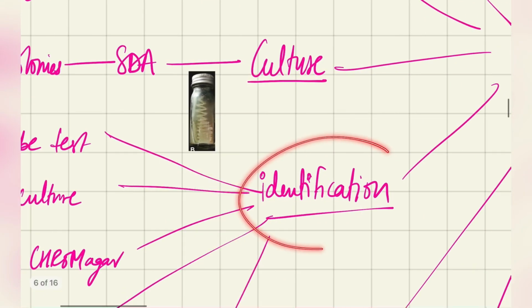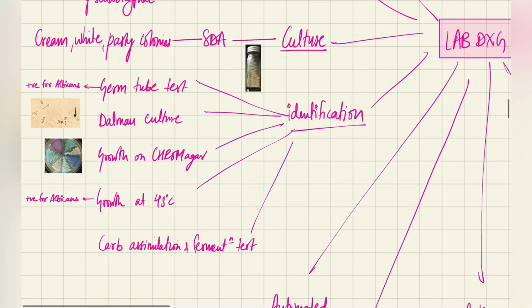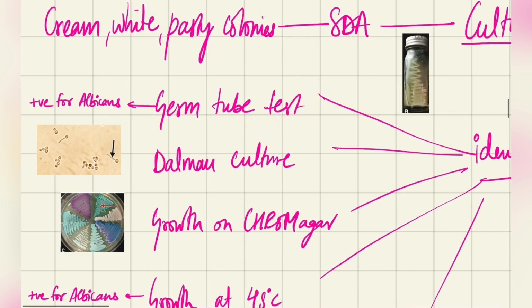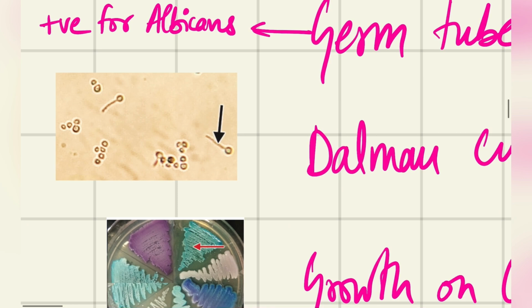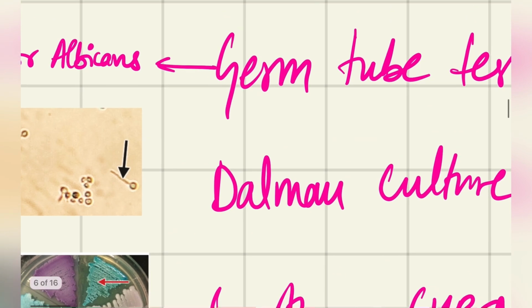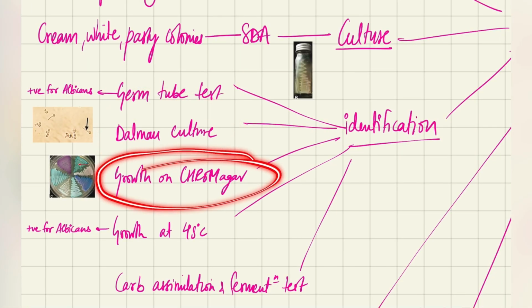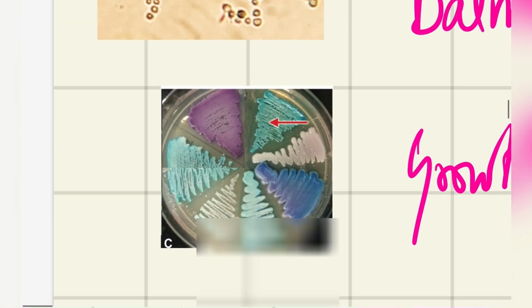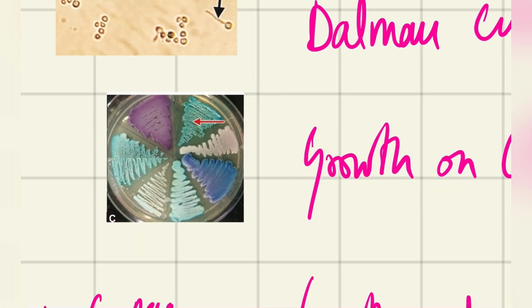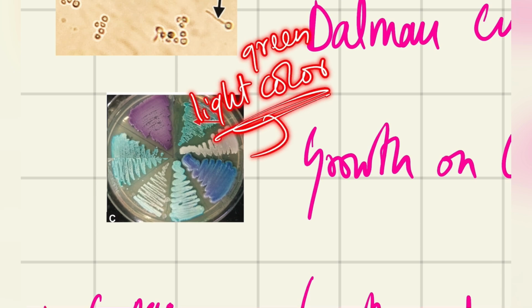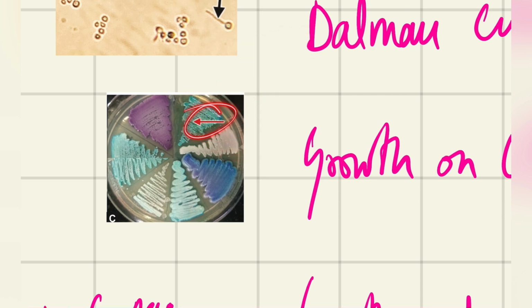Next, coming to identification, there are multiple tests done on cultures for identification. We have the germ tube test, which is shown by Candida albicans. As you can see, there is a formation of a germ tube here. This is germ tube formation, characteristic for Candida albicans. We have Dalmau plate culture. We have growth on chrome agar. Chrome means color, so we can see this characteristic growth on chrome agar, and this light green color is for Candida albicans. You can see the arrow pointing.